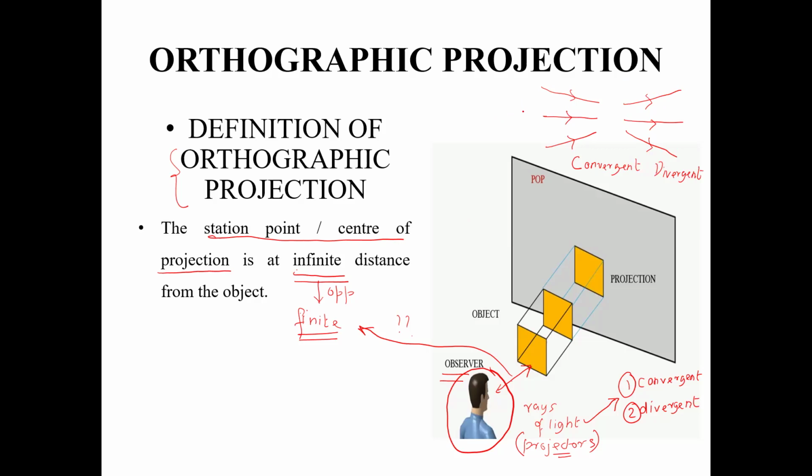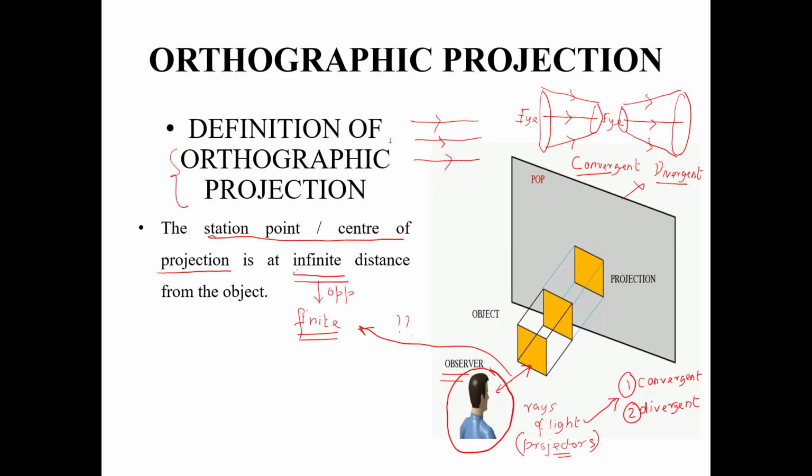Now, whether the light rays will be convergent or divergent, the light rays are originating from the eye of the observer in both the cases. Whether they will be convergent or divergent depends on the size of the object which the observer is looking at. So if the observer is looking at a very small object, then the light rays coming from his eyes will be convergent in nature. And if the observer is looking at a very large object, at least larger than his eyes, then the light rays which are originating from the eyes of the observer will be divergent in nature. In none of these two cases are the projectors or light rays parallel.